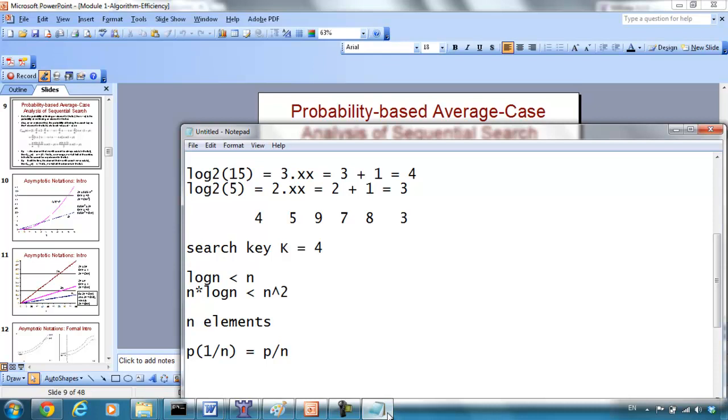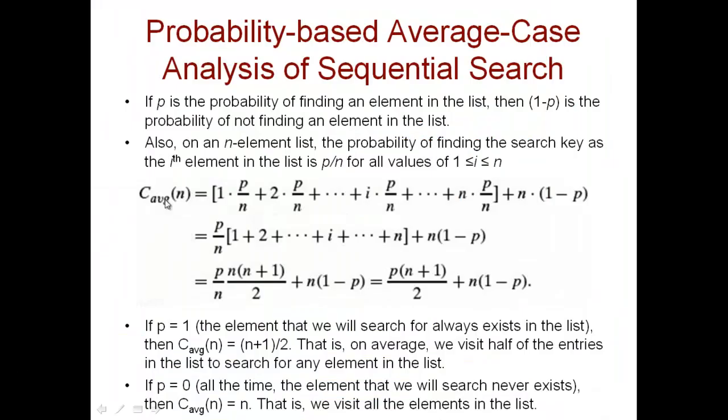If it's the second element, we do two comparisons, right? If it's the third element, we do three comparisons and so on. So that's what I have here. The average number of comparisons is essentially, if it is the first element, we just do one comparison, and the search key could be the first element in the array with a probability p over n.